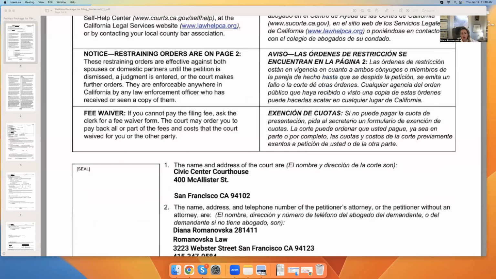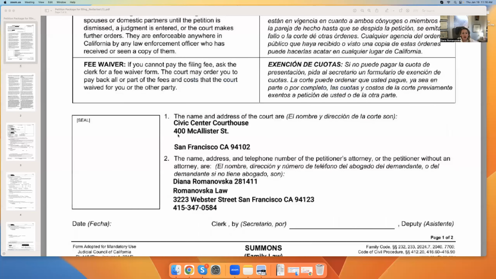All right, so number 1, Civic Center Courthouse, 400 McAllister Street, San Francisco, California, 94102. This is the address you will get when you are in your county. For example, in San Mateo, it's 400 County Center or something, but you have to Google it. So double check that it's Courthouse Family Court.